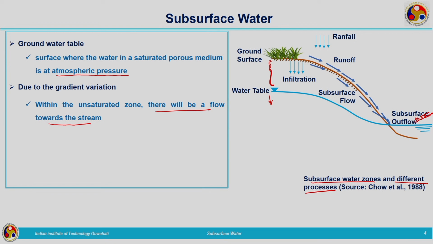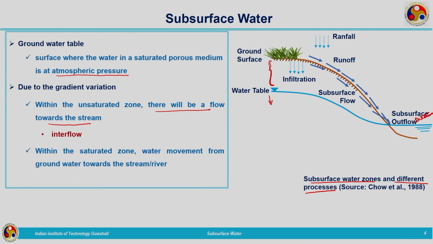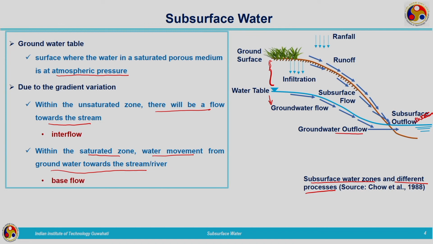It can be termed as subsurface outflow or interflow. We commonly, from a hydrology perspective, call it interflow. Now, looking at the saturated zone, water movement from the groundwater also will be there towards the stream. So, water will be contributed from the groundwater into the water bodies. That is termed as groundwater outflow. This is also known as base flow.